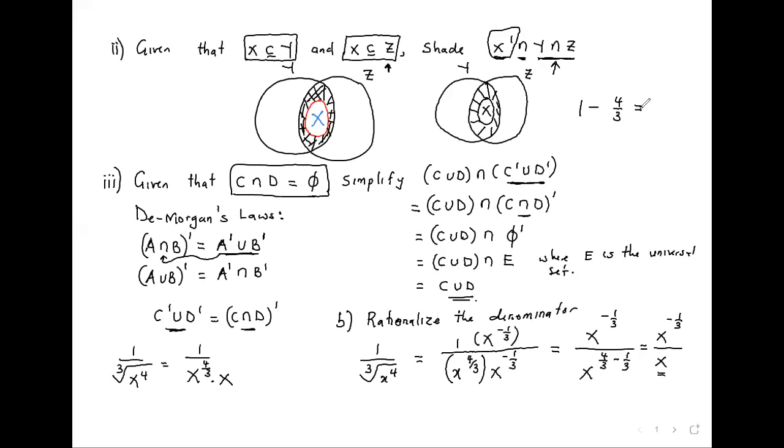This will give you -1/3. So you bring it here, -1/3. In the denominator, whatever you do in the denominator, you also do in the numerator, -1/3. So that you have x to the power -1/3 over x. You have rationalized.